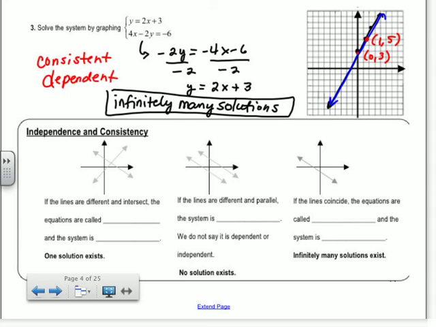So for your chart, if the lines are different and intersect, the equations are called consistent because there's an answer. The system is independent.